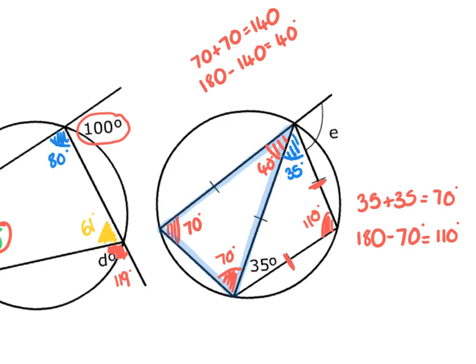Then to be able to find E, we're going to use angles on a straight line, which I've highlighted in green, add up to 180. So 40 plus 35 is 75. 180 subtract 75 gives you 105 degrees.